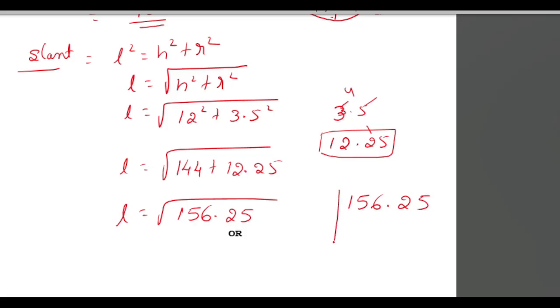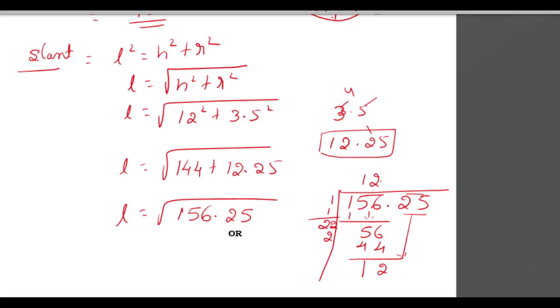156.25 by the division method. These two digits are one pair, these two are one pair, and the remaining one is 1. So 1 is 1, 2 times 2. Subtract, we get 0, and bring down 56. Next number we take 2, and write 2 here also. 2 fours are 4, and 2 fours are 4. Subtract to get 2, 1. Next we bring these two numbers down, and before that we write the decimal point. It becomes 5, 25.